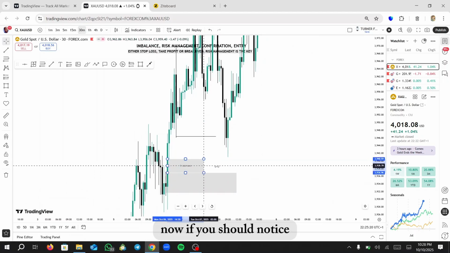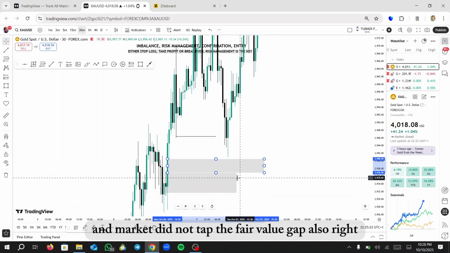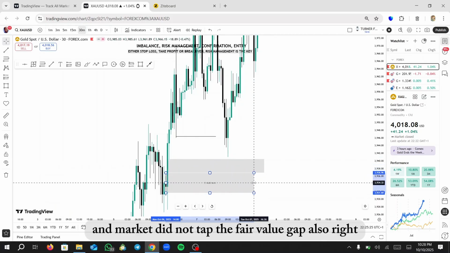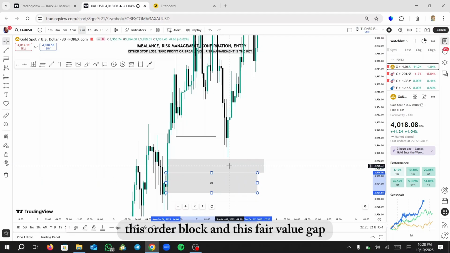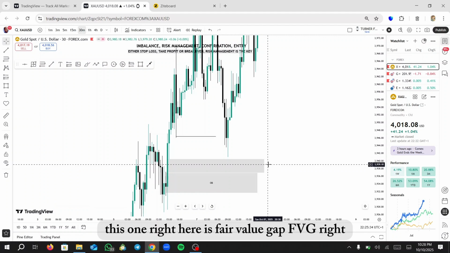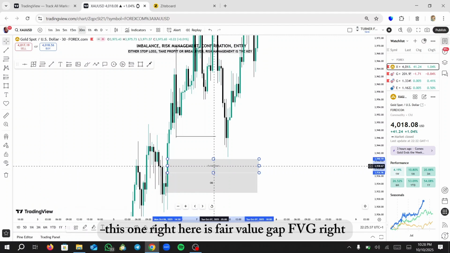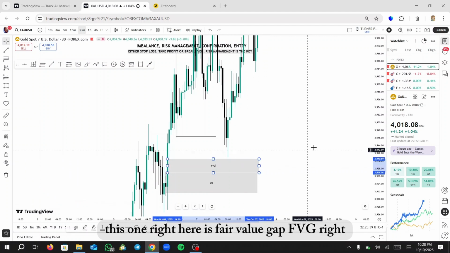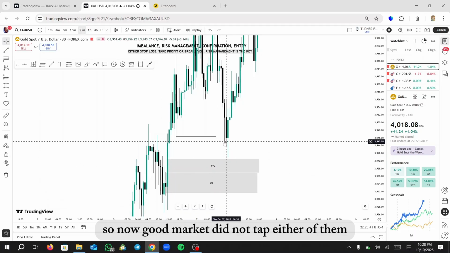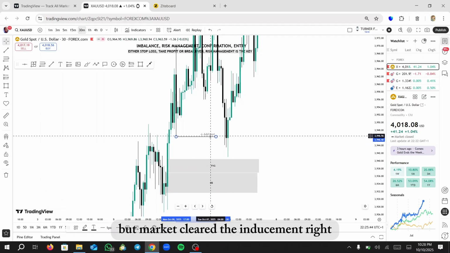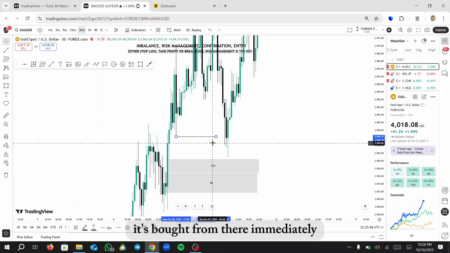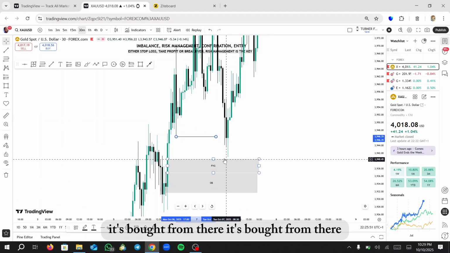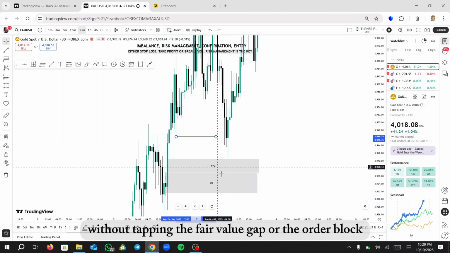Now if you should notice, the market did not tap the other block and the market did not tap the fair value gap also, right? So this is the order block on the 30 minutes time frame, this order block and this fair value gap. This one right here is the fair value gap, FVG, right? So now, good, the market did not tap either of them, but the market cleared the inducement and then started buying. Immediately it cleared the inducement, it bought from there, without tapping the fair value gap or the order block.